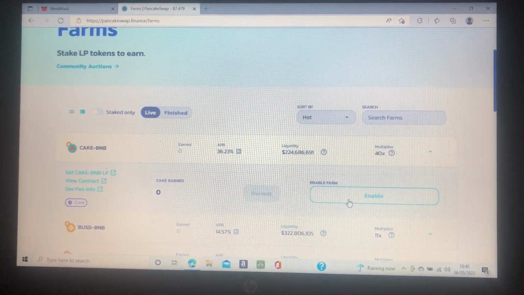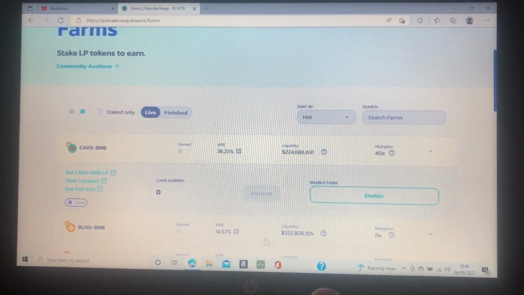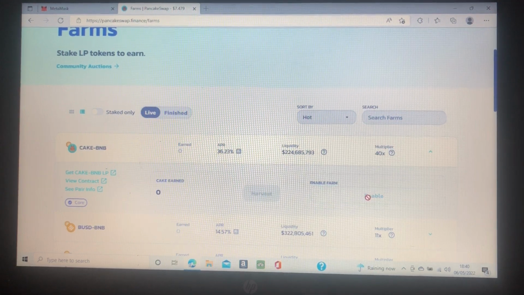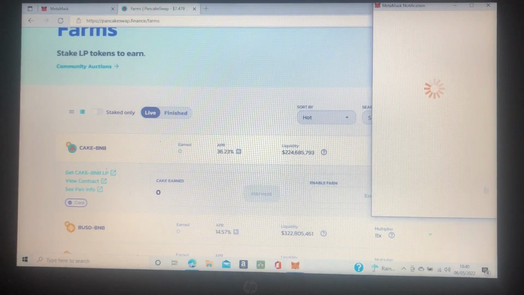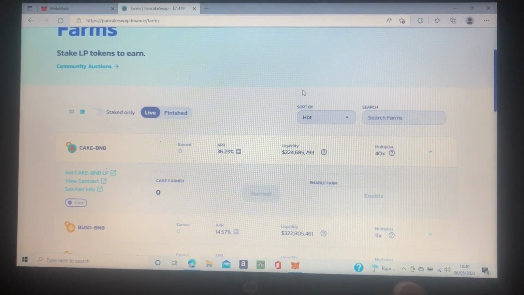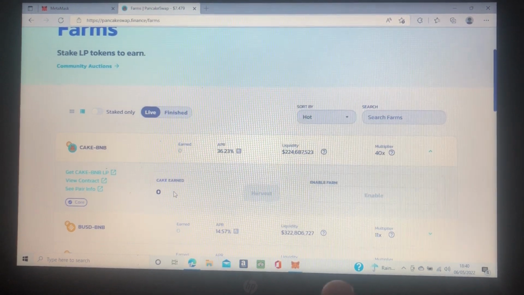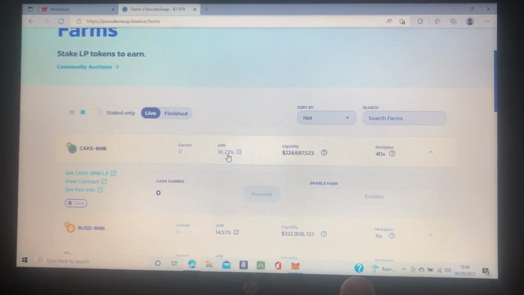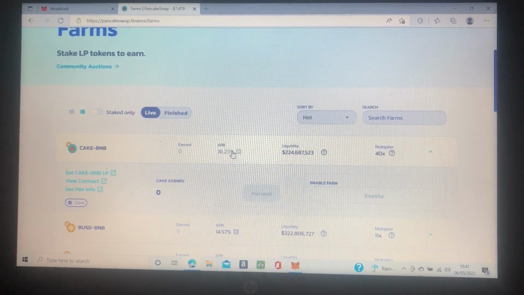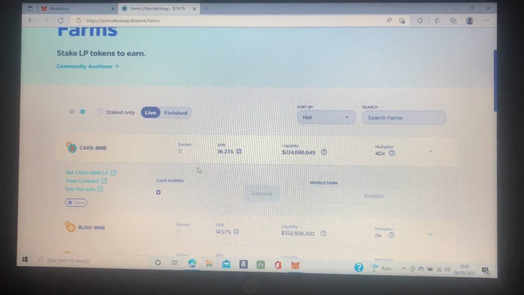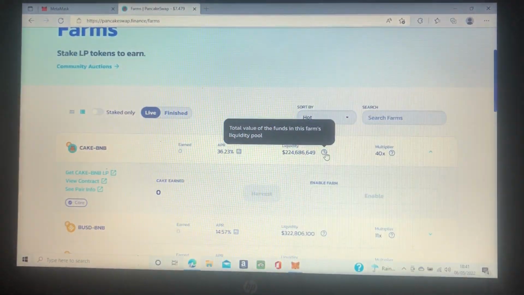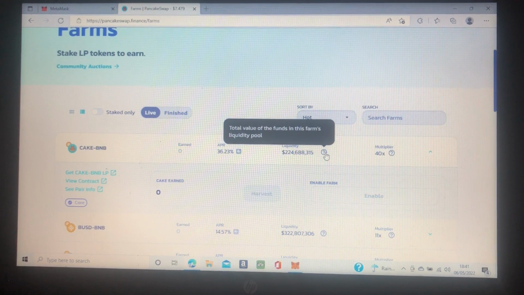If I enable it, it would show me the same prompts, tell me the fee I'm to pay and whatnot, but I'm not doing that because I have not enabled the liquidity pool. Now this APR is annual percentage return. It could be APY, annual percentage yield. That is, at the end of the year, if you stake a certain amount, you're getting this 36% of what you staked. Now see the liquidity, the total value of the funds in this farm's liquidity pool.